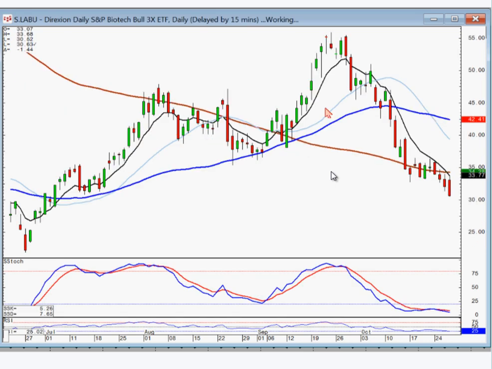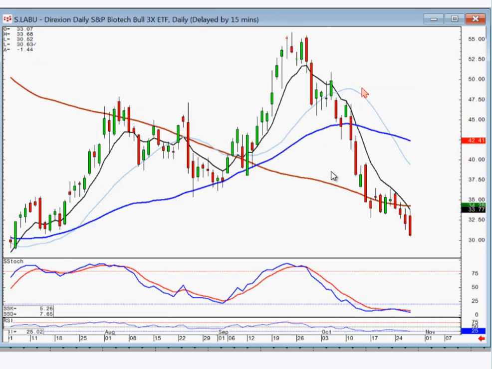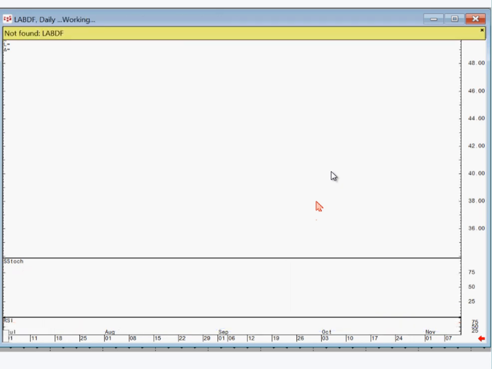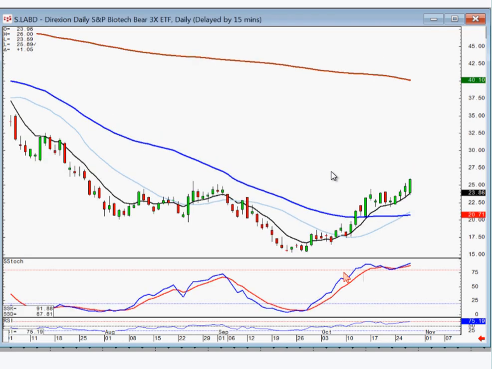Right now we know the biotechs are still in a strong downtrend. That's why we've stayed short the biotechs. That's why we've gone long the inverse of the biotechs, which is LABD. There's our cup and handle, or our classic J-hook pattern, so we can be long that one.